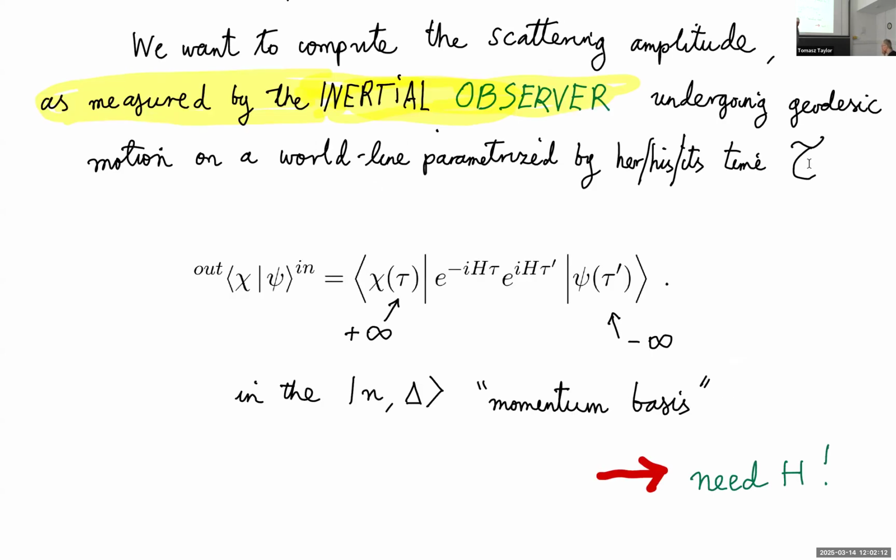All right. So the next thing, we want to construct the scattering amplitudes as measured by an inertial observer who is undergoing geodesic motion on the world line parameterized with proper time. That's what we want to accomplish. So what do we want to do? We compute the transition amplitude between in and out states, where the in and out states are states from the principal series representation. So this is the standard thing.